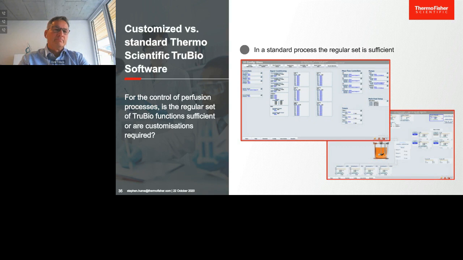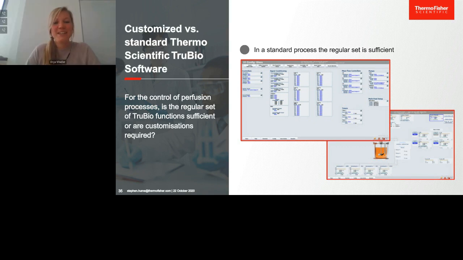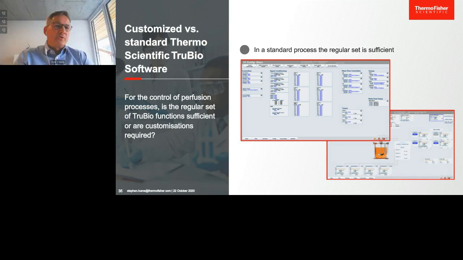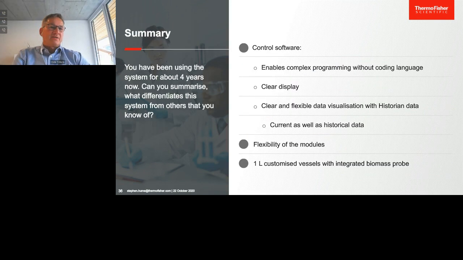Yes, so we actually belong to the 5% that have an additional logical function block, but only because at first we weren't totally sure if one would be sufficient with the programming of the perfusion. But it turned out that for our normal processes, the regular set is totally sufficient. So yeah, we normally don't use the second logical function block. Okay, so you can do your perfusion at least without any customizations.